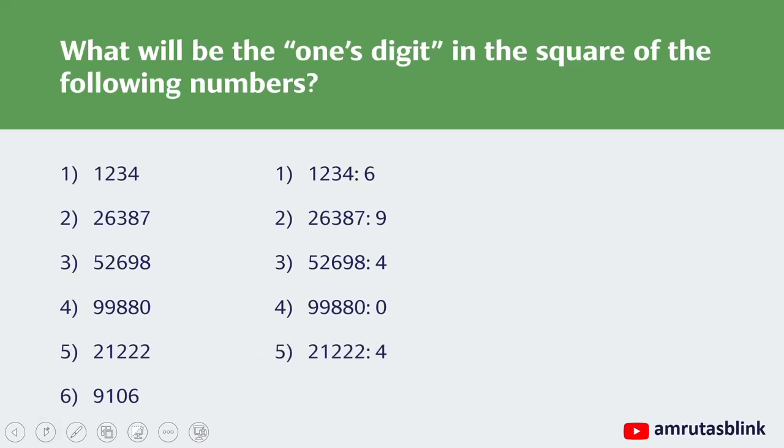Now fifth is 21,222. 2 into 2 is 4. So the unit digit of the square will be 4. And the last one is 9,106. 6 into 6 is 36. So the unit digit in the square of 9,106 will be 6.